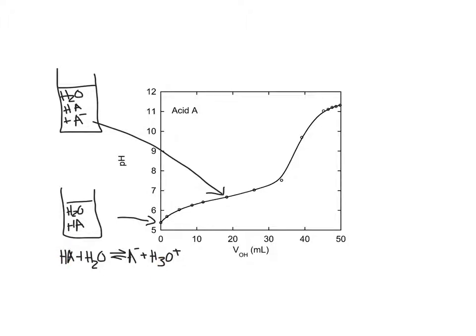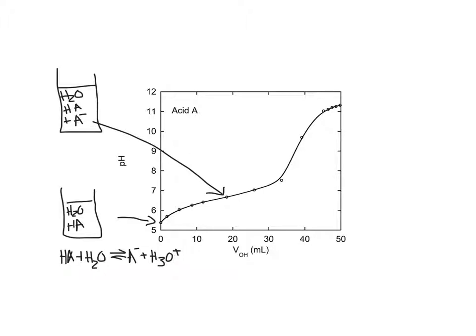Remember that we have defined the end point of a titration as the point where we have added enough strong base to completely react with the HA, with the weak acid. So in other words, when we've added a stoichiometric amount of OH- to the reaction, and all of our acid that we had in there originally is used up, that's called the endpoint.